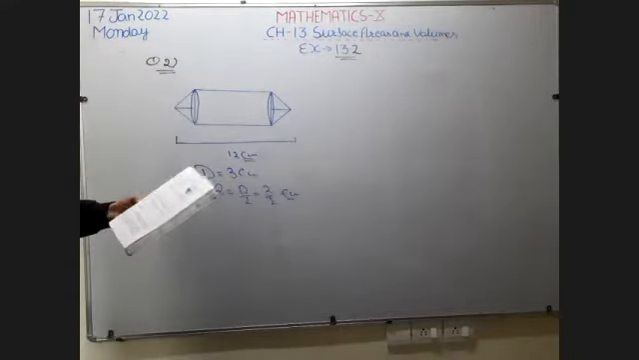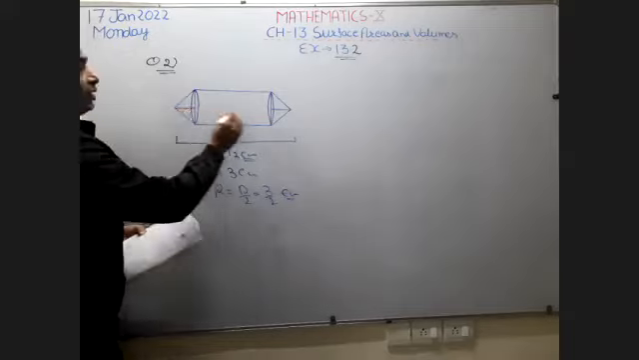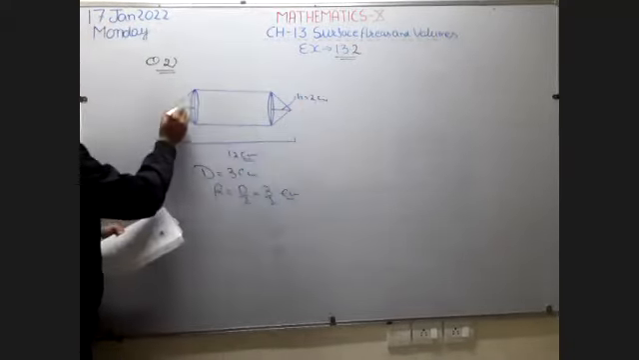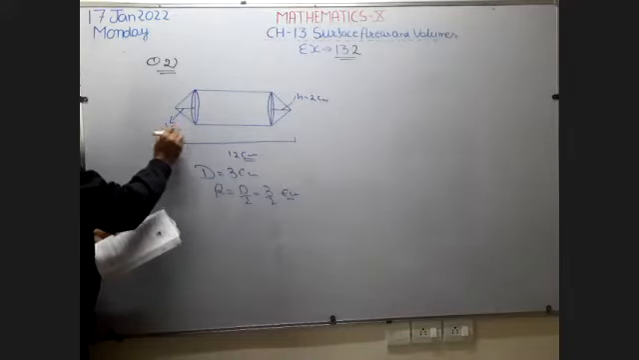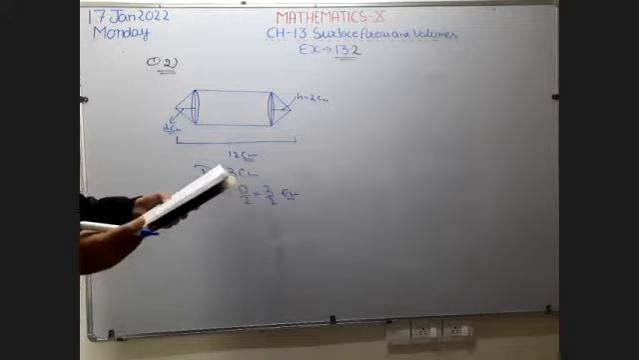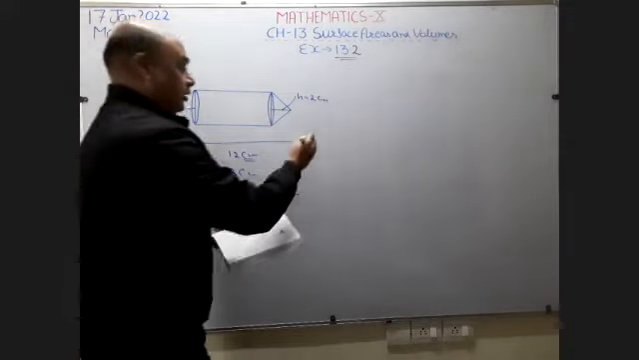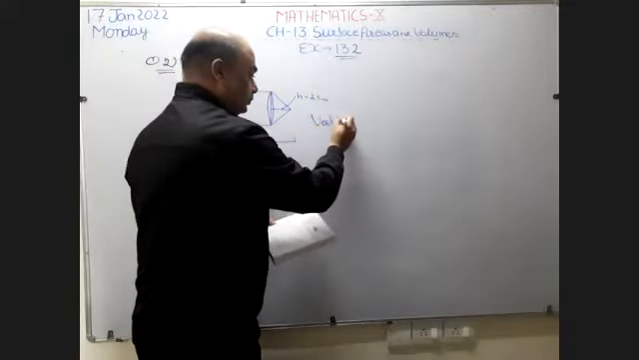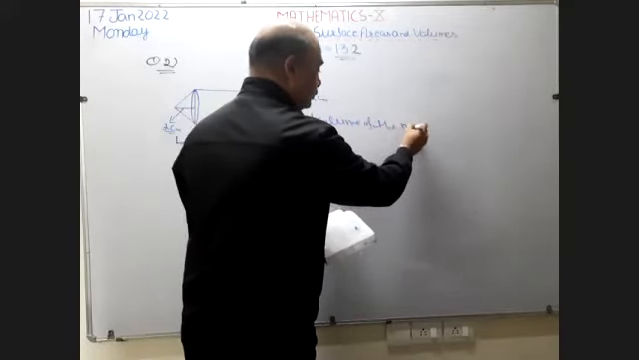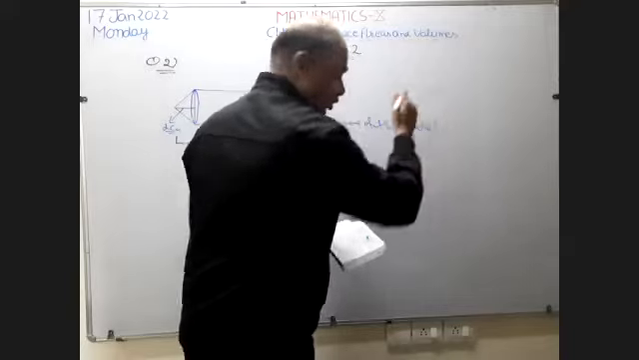Next, the height of the cone is given. In this question the height of this cone is 2 centimeters, and this is also 2 centimeters. So in this question we are going to find the volume of the model. So this is your question.